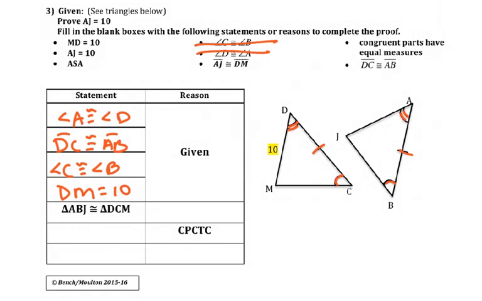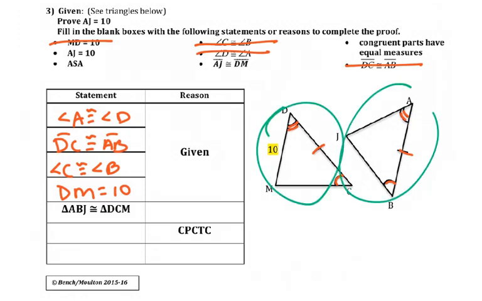DM equals 10. Well, it says MD equals 10. Okay, got that. That's the same thing. And then the other thing was DC and AB were congruent. So I've marked out most of those. So the next thing that it says in the proof, it says, okay, the two triangles are congruent. You guys, why are the triangles congruent?